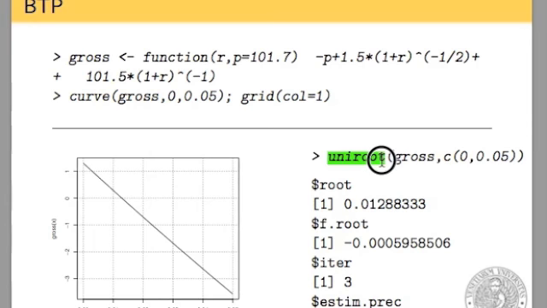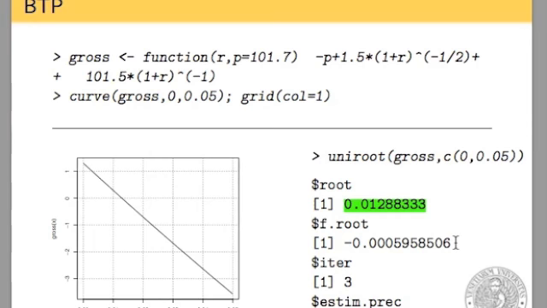So if I type uniroot and provide the name of the function, which is gross, and enter a bracketing interval, for example 0 to 0.05, R produces this output here, in which you see the root we are looking for, 0.01288, which is roughly equal to 1.29%. So if you buy a BTP expiring in 1 year and you pay today 101.7, you will have a return which is about 1.29%. Here you see some other information.